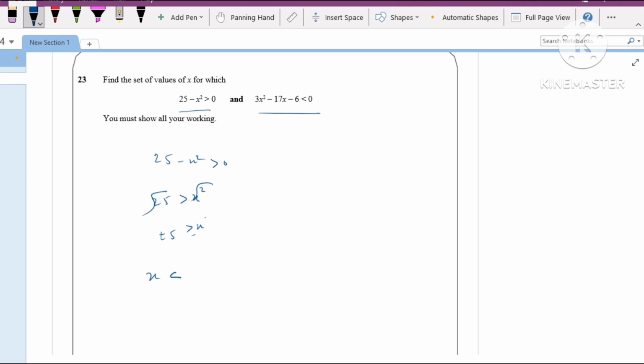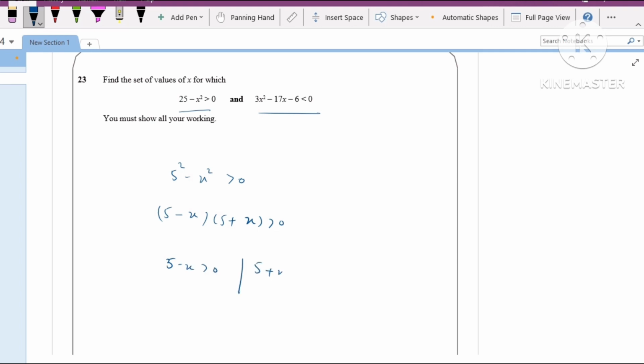You can solve in this way if you think that it will be confusing. This is basically 5 square minus x square greater than 0. So this is 5 minus x, 5 plus x, a minus b into a plus b greater than 0. You can solve 5 minus x greater than 0 or 5 plus x greater than 0. Here x becomes positive, x less than 5, and here x greater than minus 5. So here x is greater than minus 5 and less than 5.